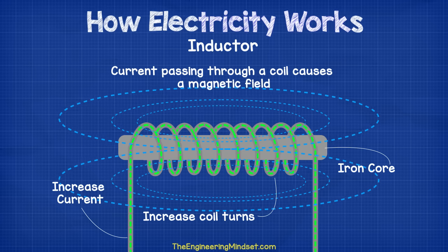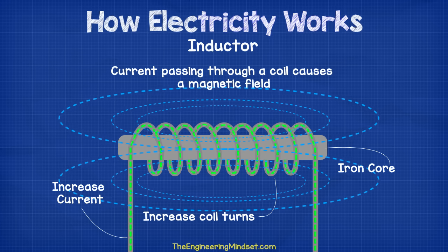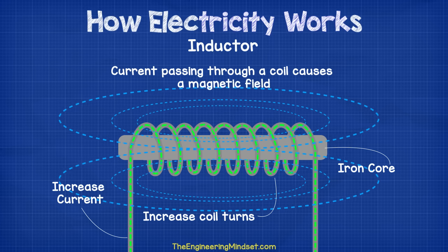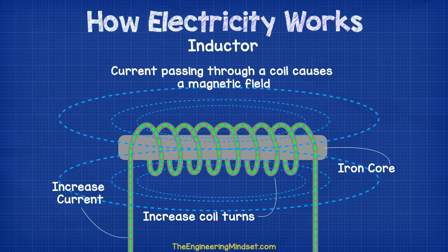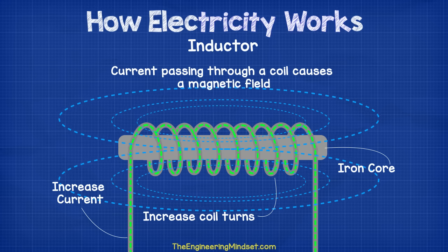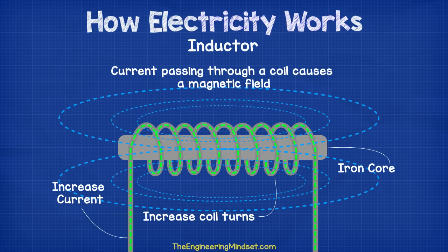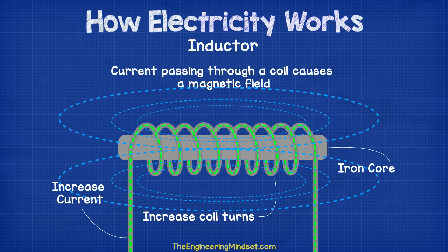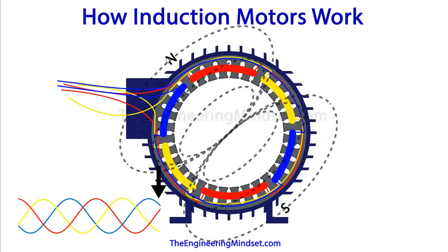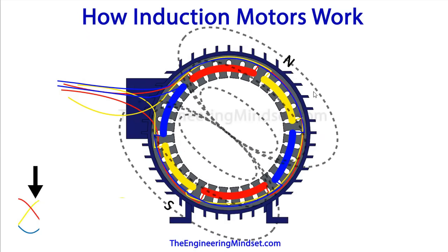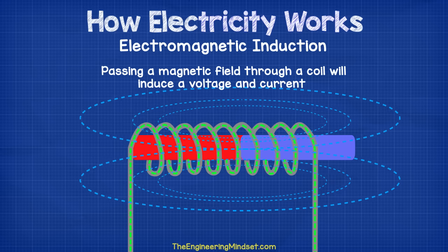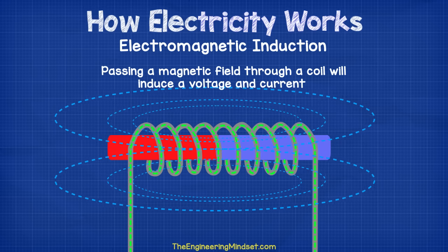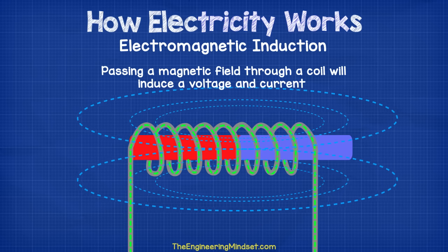We can increase the strength of the magnetic field simply by wrapping the coils around an iron core. We can also increase the number of turns within the coils, and also we can increase the amount of current passing through the circuit. Now this is how electromagnets work, and it's also the basis of how induction motors work. If you want to learn more about induction motors, we've already covered this in another video already, just see the link on screen now.